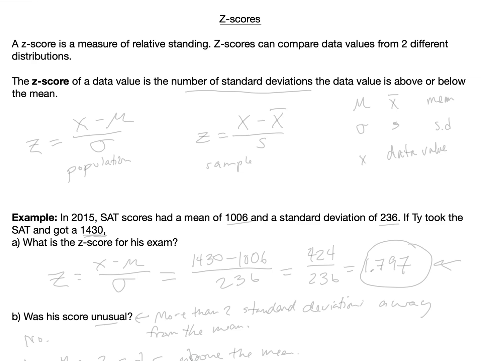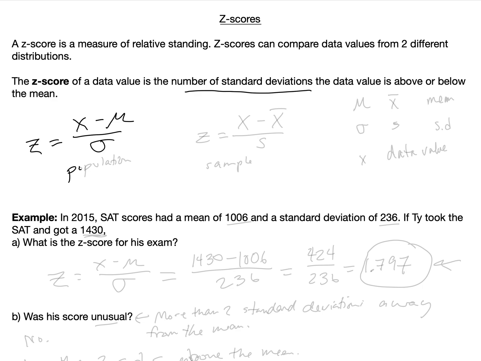A z-score is a measure of relative standing. We can use z-scores to compare data values from two different distributions. So the z-score of a data value is the number of standard deviations that the data value is above or below the mean. So our formula for the z-score is that z is equal to the data value minus the mean divided by the standard deviation.